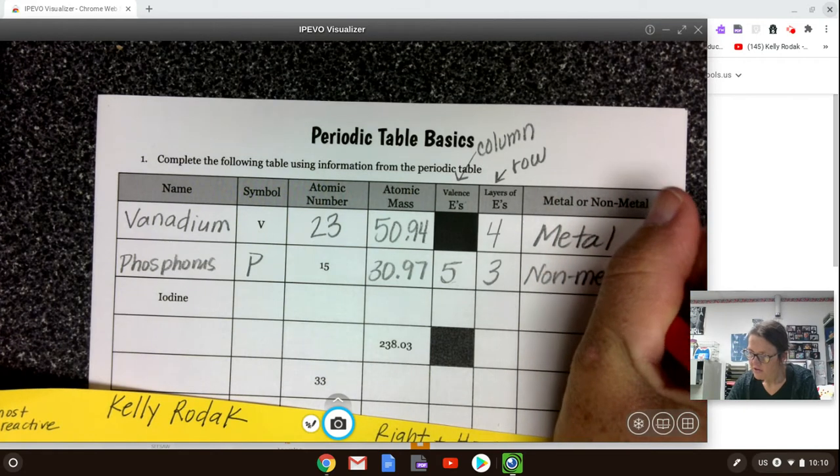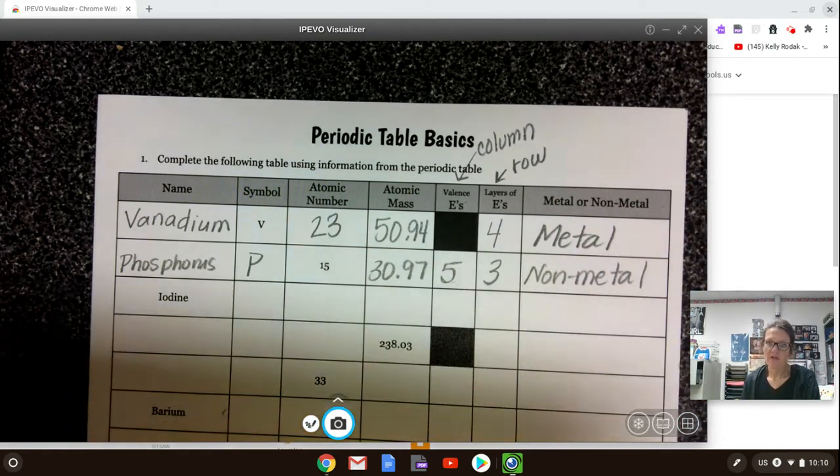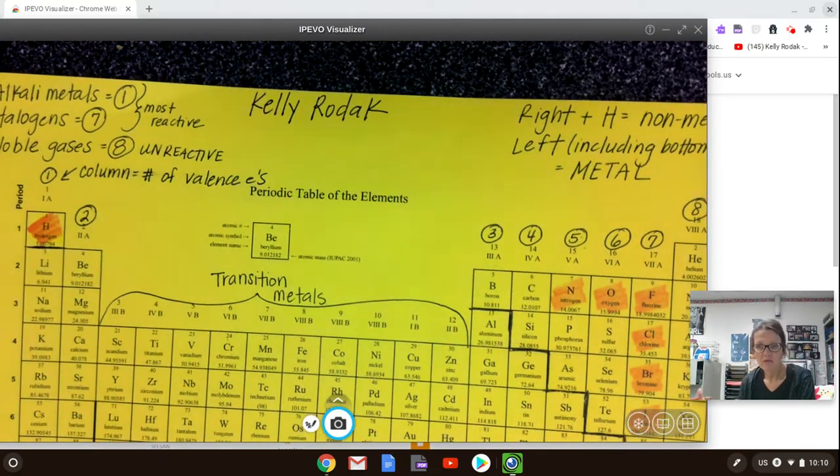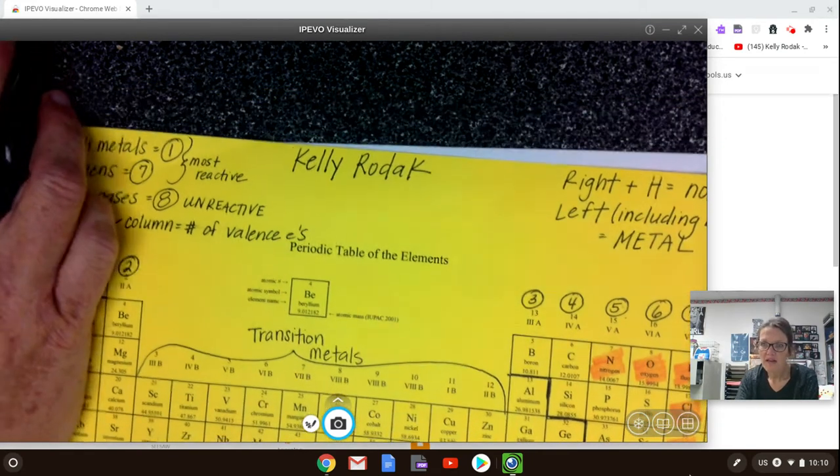Okay, so I think you can fill the rest of this out on your own. It's pretty straightforward. Again, you have to do it using a periodic table, and you have to have listened to the notes first so that you know what information you can tell from the rows and columns. Let me know if you have any questions.